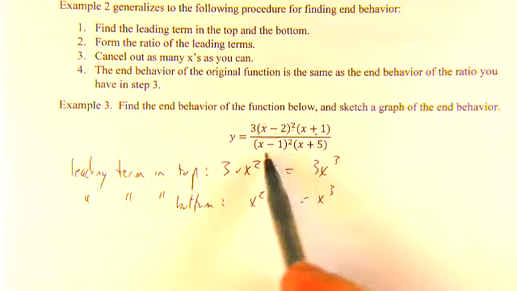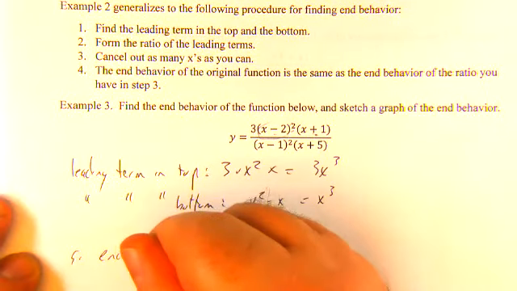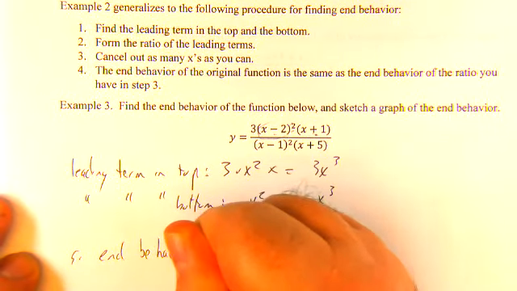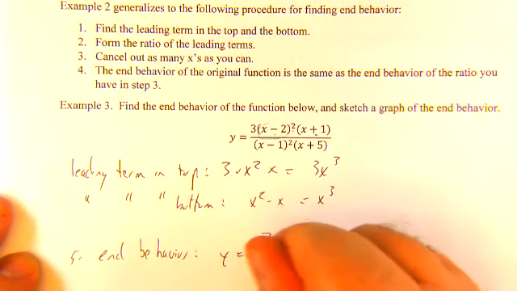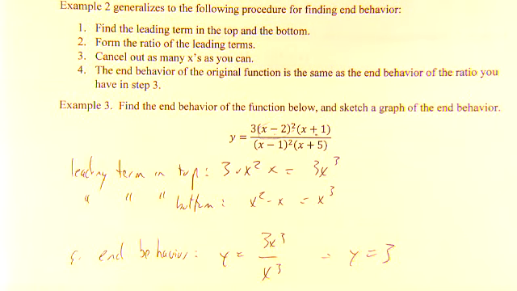We've got 3 factors in the bottom, so that means if I multiply that out, I'll end up with an x cubed. So end behavior, y equals 3x cubed over x cubed equals 3. So my end behavior is y equals 3.